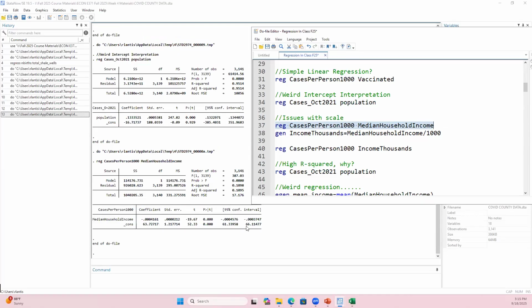So I run this regression, and sure enough, it looks like when the county had a higher average income, the number of expected cases was lower. Now, this is the effect of what? One unit of income. So this is if they had on average $1 higher of average income.